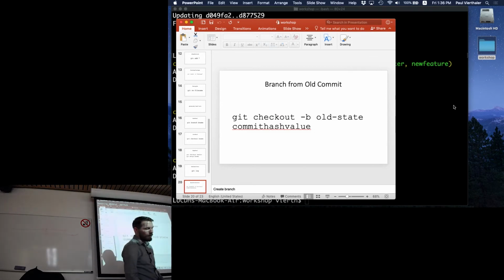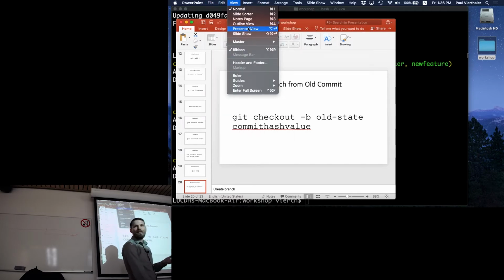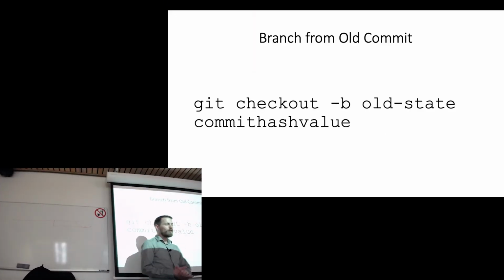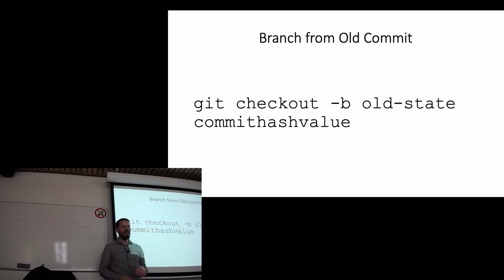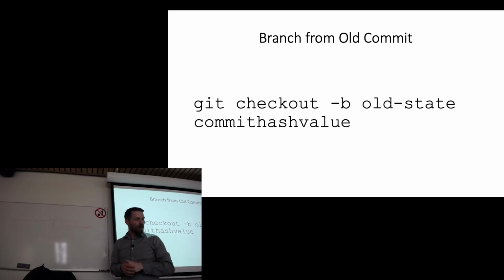To do that, all you need to do is create a branch from an old commit. We don't need to actually do this because we're not building anything at the moment, but I just want to familiarize you with this command. To do this, you just need to say git checkout -b old state and then that commit hash value, which was that big long number that you could use.